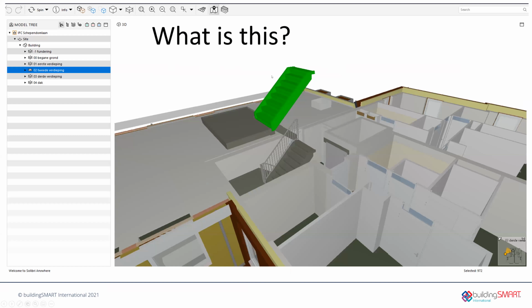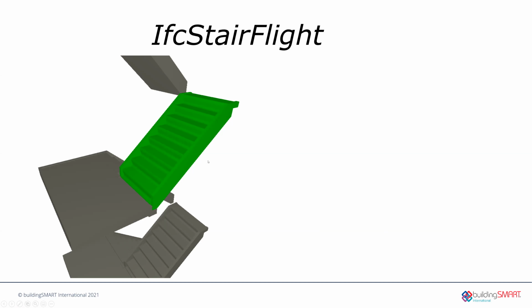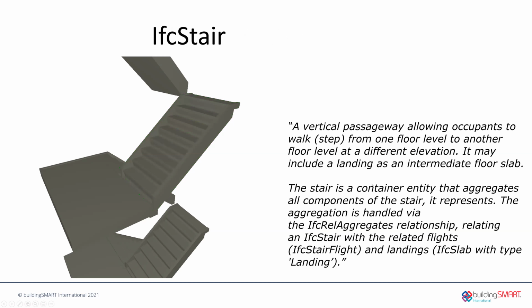But before you can classify an object, you need to agree on what it is. You need to have an agreed definition of what it is. So, for example, before you are going to exchange an object like this, we first have to agree on what this is. So in IFC, this is an IFC stair flight. And that's part of an IFC stair.